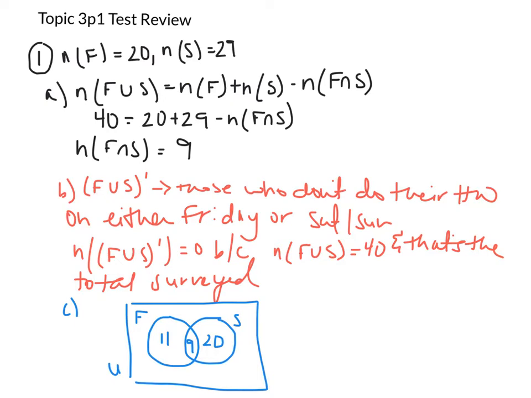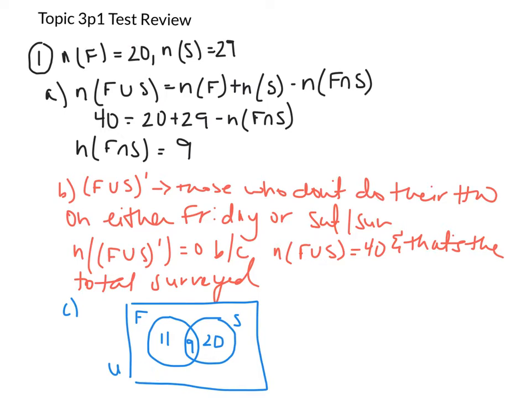F union S complement are those who don't do their homework on either Friday or Saturday, Sunday. And that is equal to 0 because, one, you're going to assume everybody did their homework on the weekend. And also because if you add these up, it's already over 40. So that means there's nobody who didn't do their homework. If you add up what they give us, it's already more than the 40 people surveyed. So that outside's going to be 0.